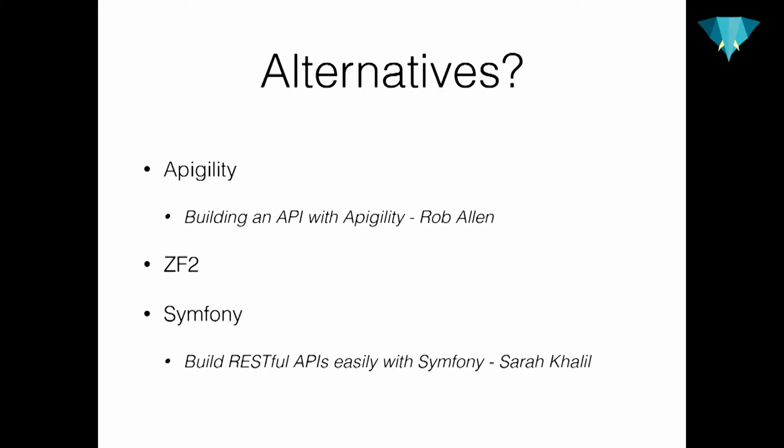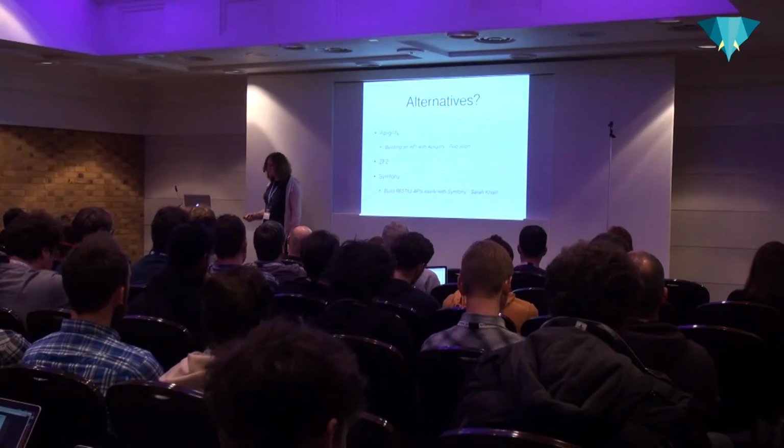One which was mentioned earlier, I think in the previous slot, is API Agility, which is fantastic for making RESTful APIs. It has a nice wizard and can get you everything set up really quickly for CRUD operations. There's obviously Zend Framework 2 as well, and I think in the next session Sarah is talking about RESTful web services built easily with Symfony. So there's loads of stuff there if you're interested in that.